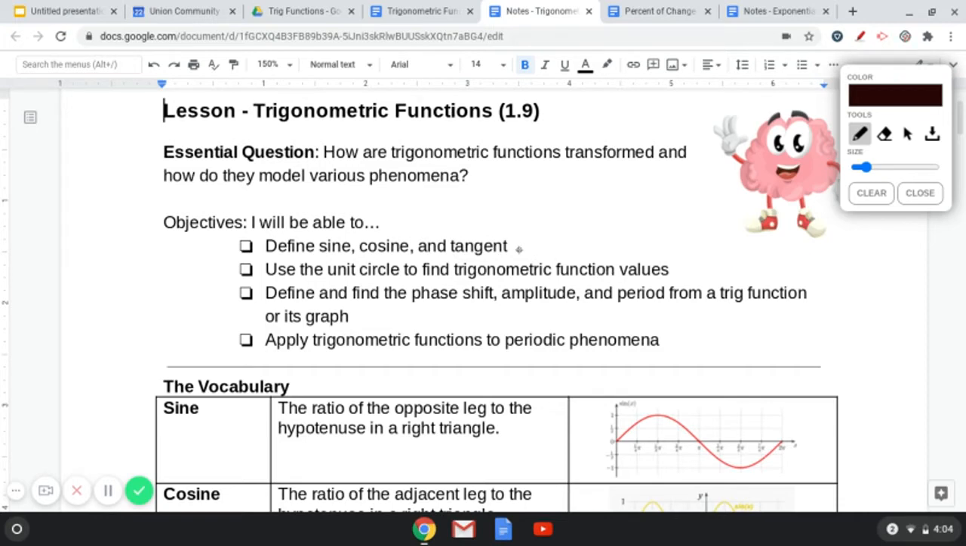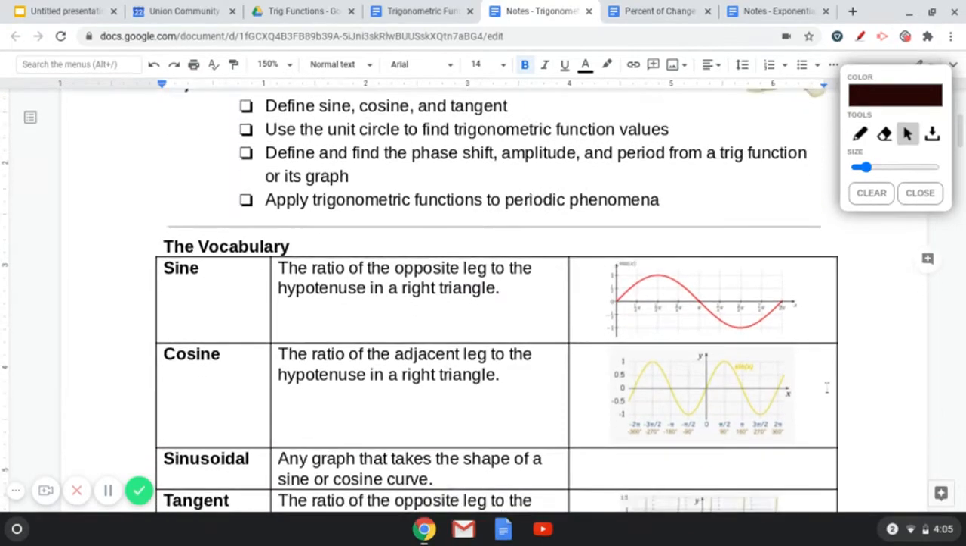So we're going to run through some definitions of sine, cosine, and tangent. We're going to briefly discuss the unit circle and how to use it to find trigonometric function values. And then we're going to discuss moving trig functions around. So shifting left, right, up, down, changing the amplitude, which is your vertical stretch or shrink, and then talking about your period, so how often the cycle repeats. And then we're going to talk about some applications of trig functions.